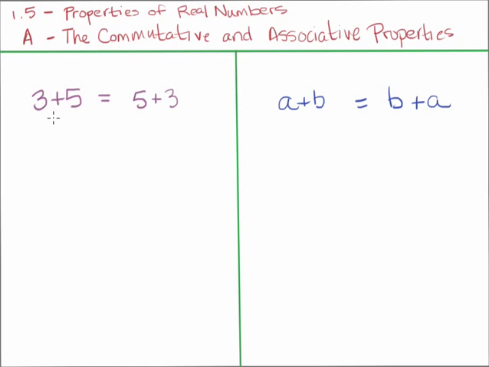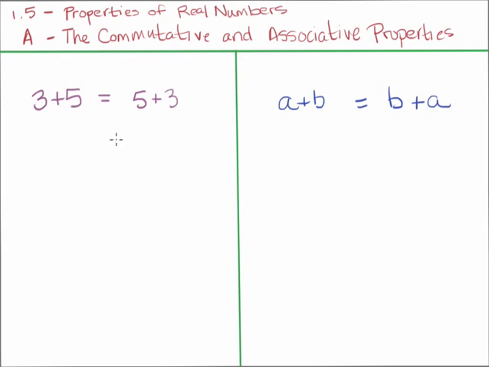In other words, this works for 3 and 5, but does it work for every pair of numbers? Does it work for 4 plus 7? Is 4 plus 7 equal to 7 plus 4? Well, of course it is. And therefore, it doesn't matter what a and b are, the property is always going to hold true for any two numbers, any two real numbers.